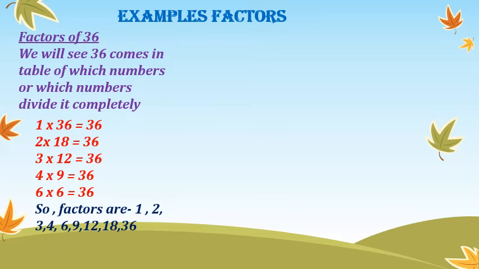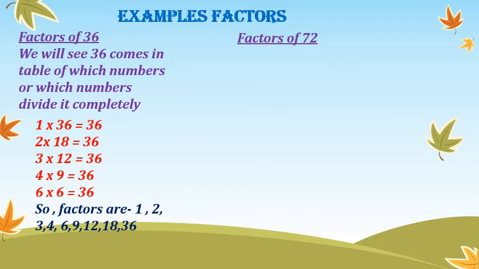So this way you can keep on checking that 36 comes in the table of which numbers. But when I reach 6 times 6 is 36, then I go and check whether it comes in the table of 7 or not. It doesn't come. 8, no it doesn't come. 9, so you can see the repetition has started. It has started going 6, 9, 12, 18 and 36. So that means we have found all the factors of 36. So finally the list of factors are 1, 2, 3, 4, 6, 9, 12, 18 and 36.